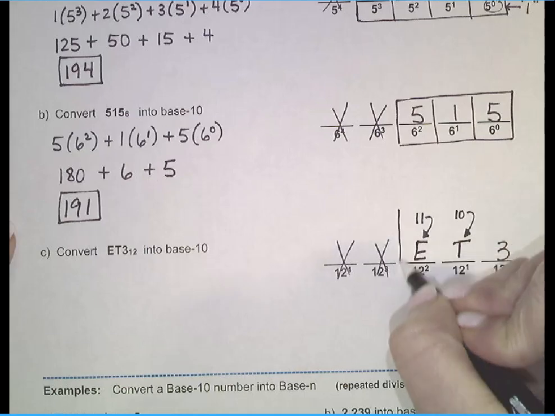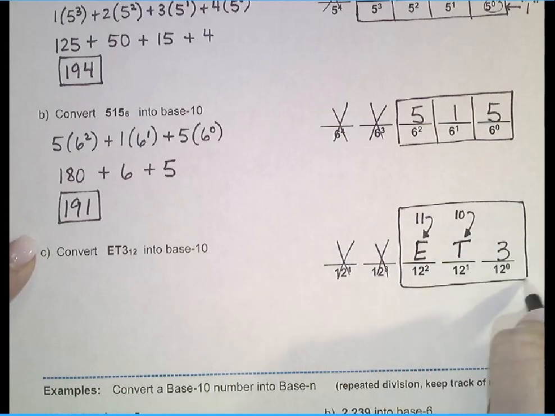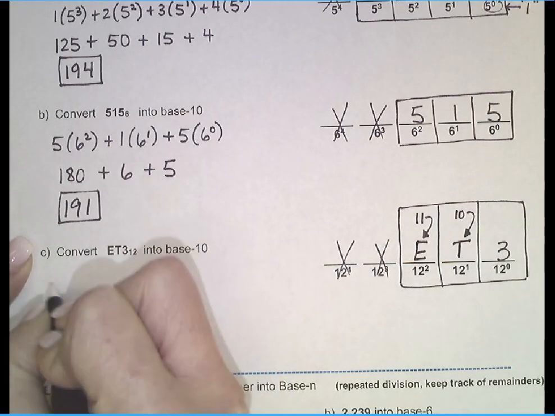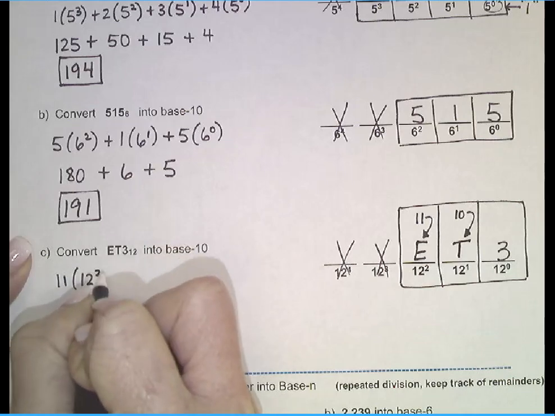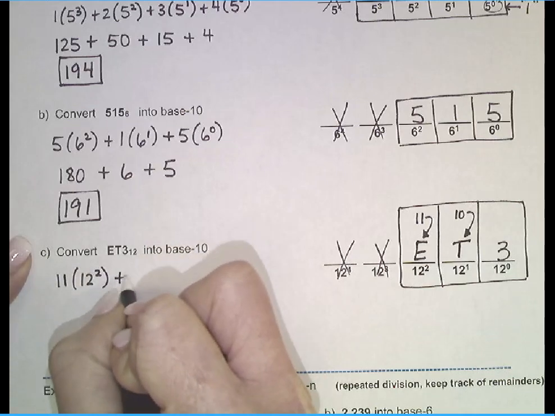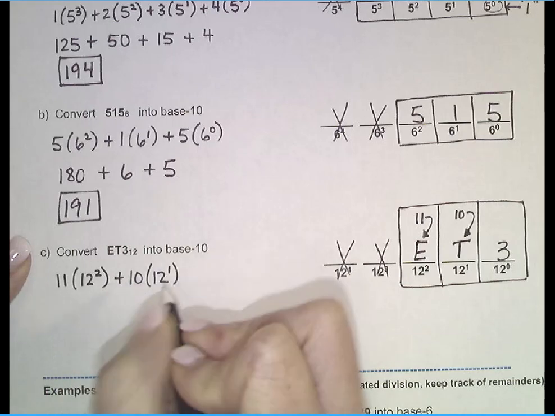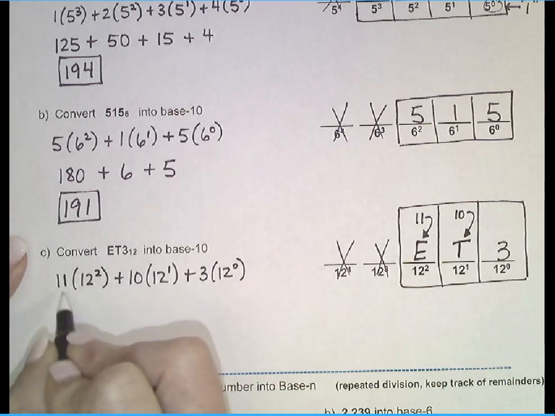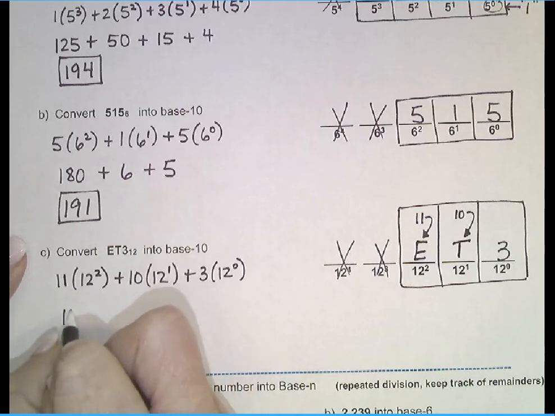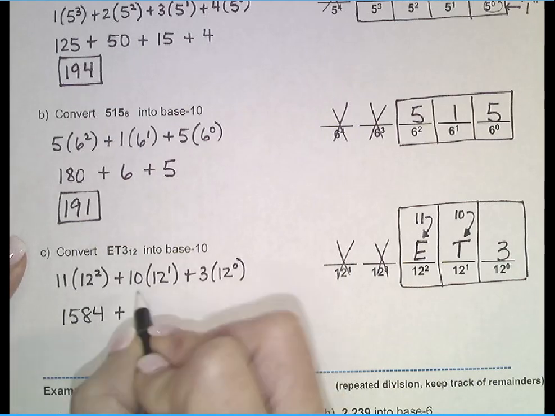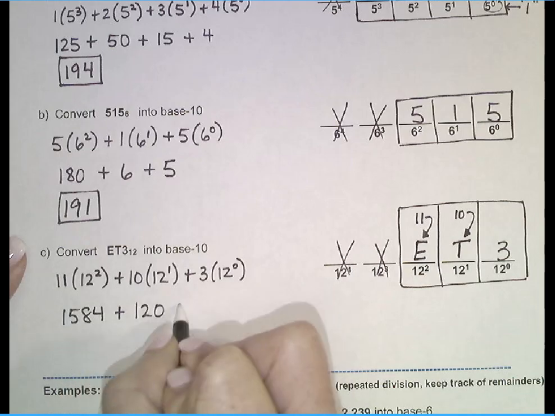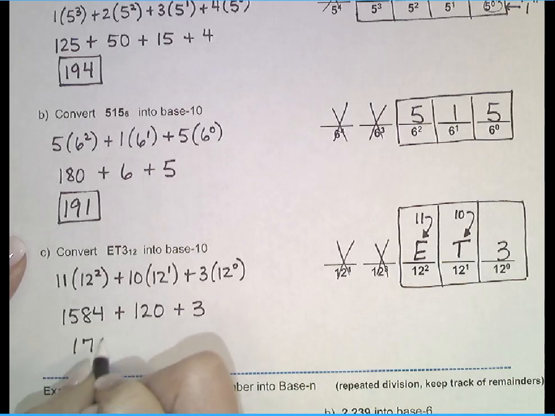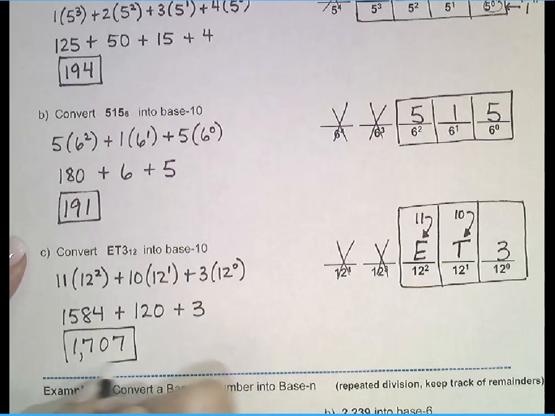All right, so if we do our chart, I'll make this one a little taller. We're doing 11 times 12 squared. So at this point, you just make it normal numbers, like numbers that we're used to. And then we have 10 of the 12 to the first, and then we have 3 ones at the end. So this is going to be 11 times 12 squared. That's 1,584. 10 times 12 is 120, and then 3 ones at the end. And if you add those together, I believe you get 1,707.